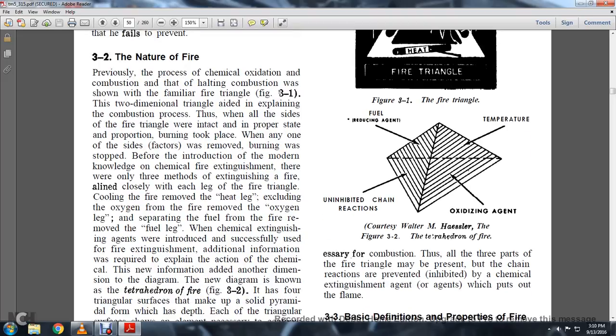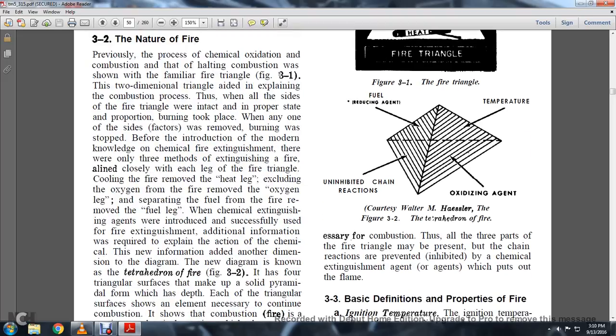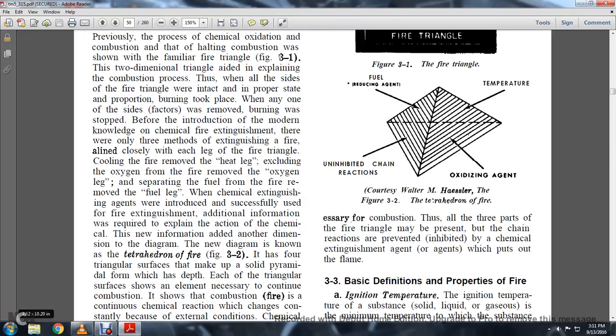When chemical extinguishing agents were introduced and successfully used, additional information was required to explain each of the chemicals. This new information added another dimension to the diagram. The new diagram is known as the tetrahedron of fire. It is a four-triangle surface that makes up a solid pyramid forming depth, and each triangle surface is shown as an element necessary to continue combustion.